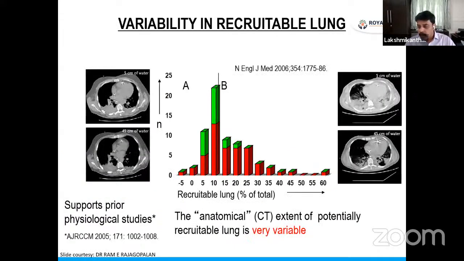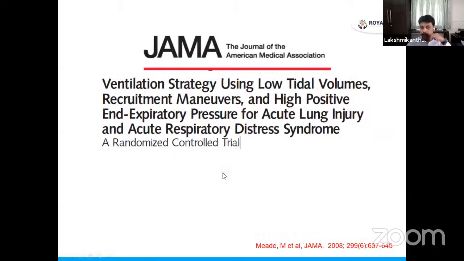So how do you identify that? They tried it by doing CT in multiple patients. It is always very difficult to shift patients with ARDS to CT just for study purposes. They studied a lot of patients with ARDS and they found that the percentage of recruitable lung varied significantly between patients, and the predominant number of them had a very low amount of recruitable lung.